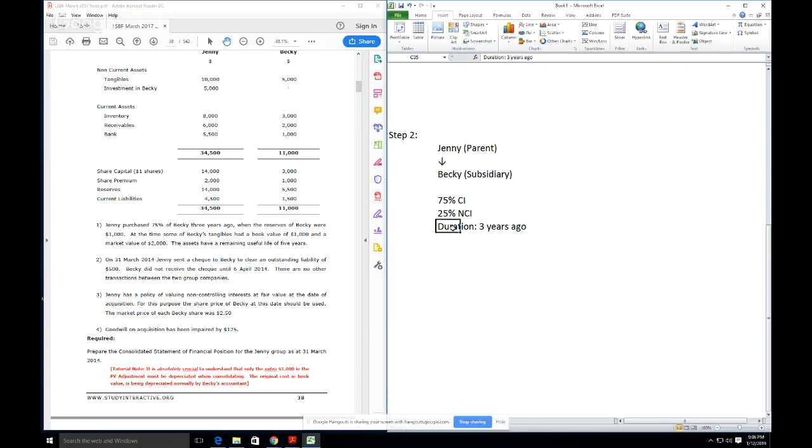Just to sidetrack a bit from the question we are solving, you have to know the reason why we are doing most of these things. The duration, 3 years ago, is key because that duration will let you know the reserves, especially for the subsidiary, what it was when it was acquired and what it is now as at 31st of March 2014. But I'm sure you would have found that out. So step 2 is solved. Step 2 is group structure.